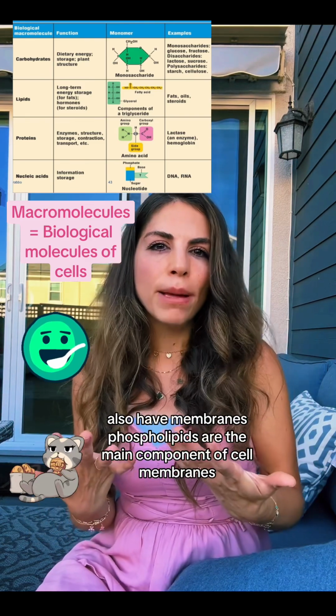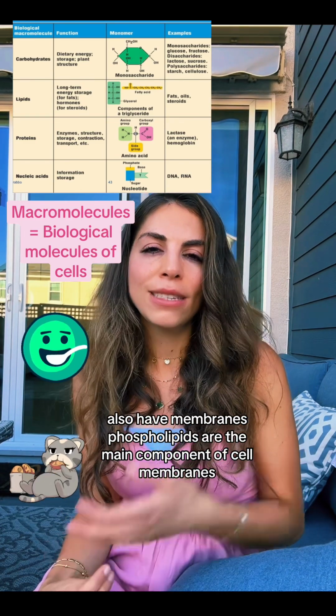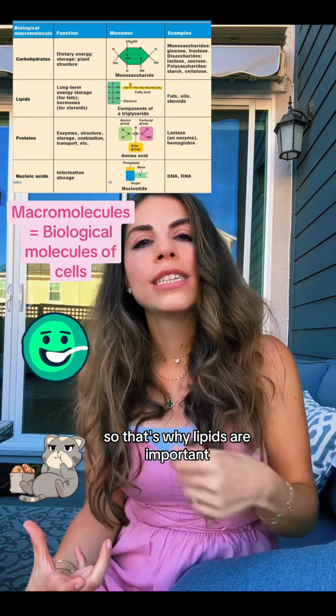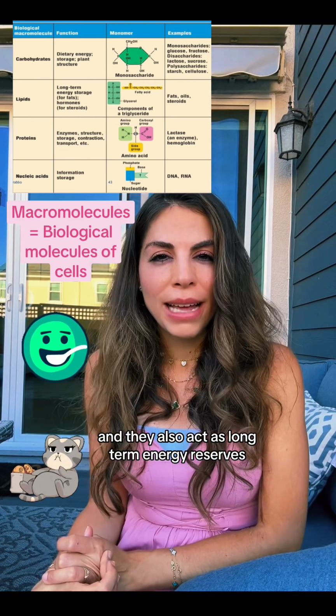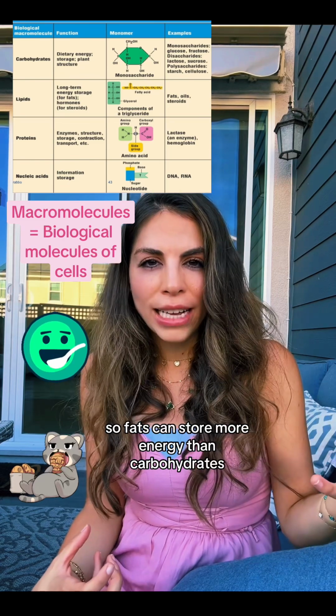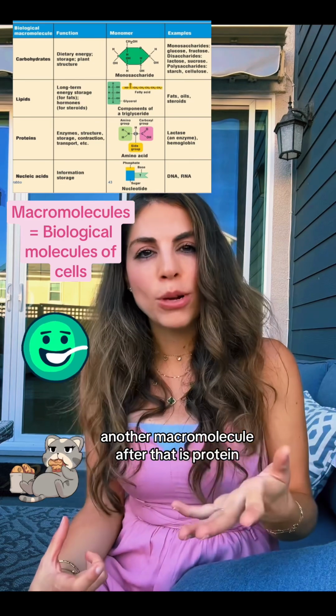All cells have membranes. Phospholipids are the main component of cell membranes, which form the lipid bilayer. So that's why lipids are important, and they also act as long-term energy reserves. So fats can store more energy than carbohydrates. Another macromolecule after that is protein.